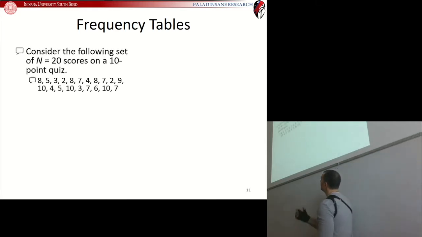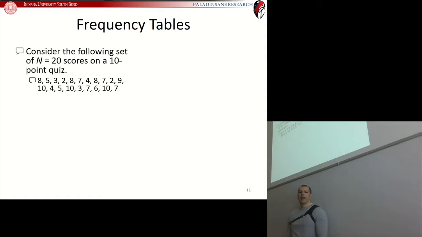First off, let's consider the following 20 scores on a 10-point quiz. That capital N symbolizes how many scores you have. Whenever you see N in statistics, that's our terminology for number. It's the size of your set of scores. So if you see N equals 20, that means you got 20 scores. N equals 15, you got 15 scores. N equals 10,000, you got 10,000 scores. So we got 20 scores on a 10-point quiz.